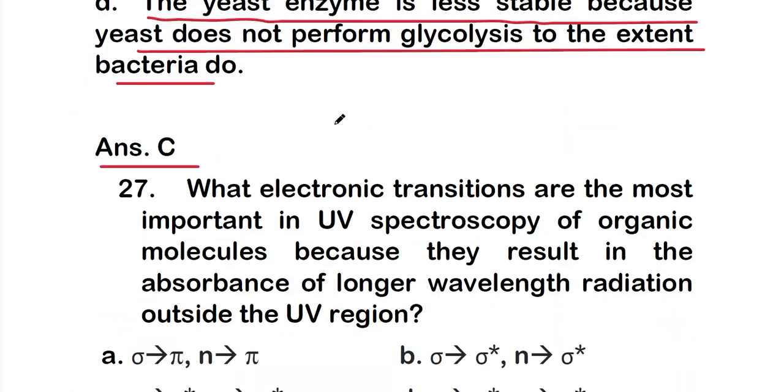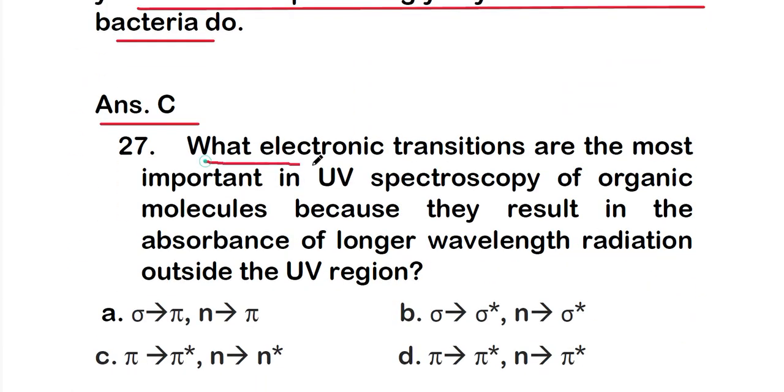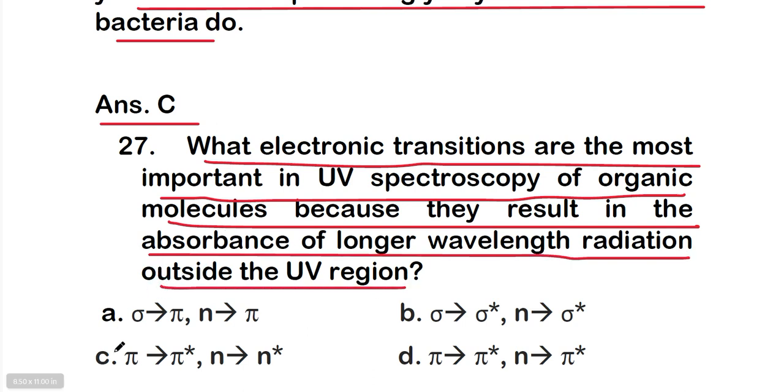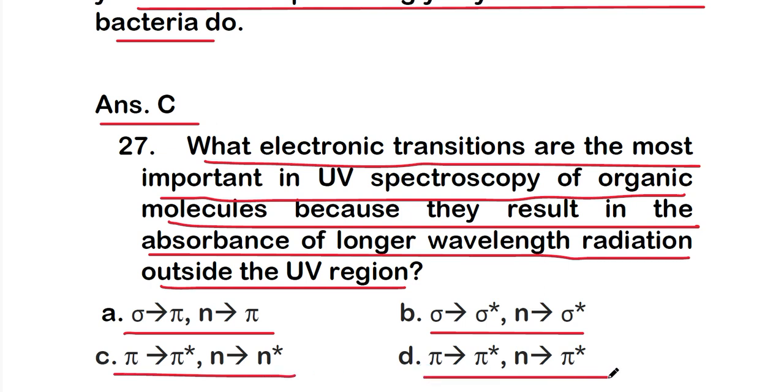Let's move on to question number 27, and that is what electronic transitions are the most important in UV spectroscopy of organic molecules because they result in the absorption of longer wavelength radiation outside the UV region. Option A is sigma to pi and n to pi transition, or option B sigma to sigma star and n to sigma star transition, or option C pi to pi star and n to n star transition, or option D pi to pi star and n to pi star transition.